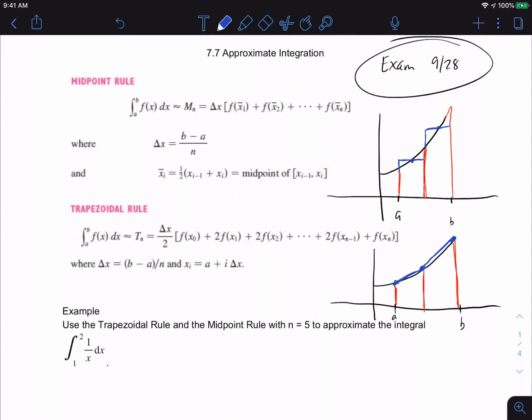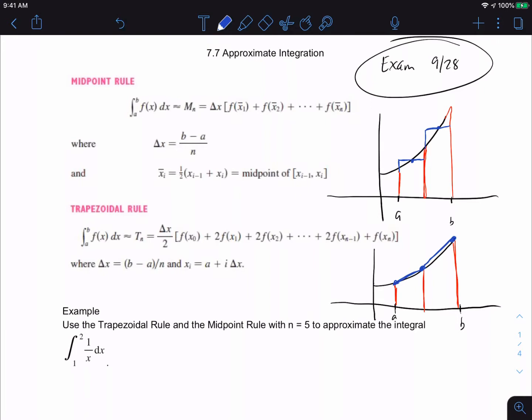What we ended up finding is left hand, right hand, midpoint. Trapezoid was even better than midpoint. And then today we're going to add a fifth one, which is Simpson's Rule. And Simpson no longer goes with straight line functions. So it's no longer trapezoid, it's no longer rectangle. It's now going to be parabolas. And we'll go from there and fix that, okay?